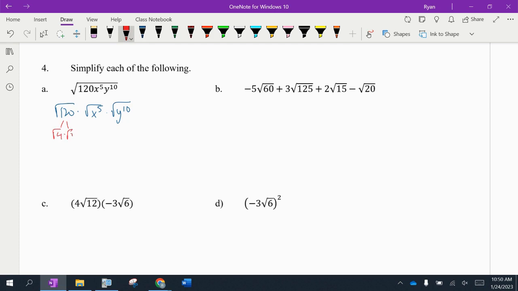Square root of 4 times square root of 30. That's 2 square root of 30. Divide this by 2, we get 2, and then divide this one by 2, and that's y to the 5th. So then for our final answer, underneath the square root sign, we have 30 and x. Out front, there's a 2, x squared, y to the 5th.